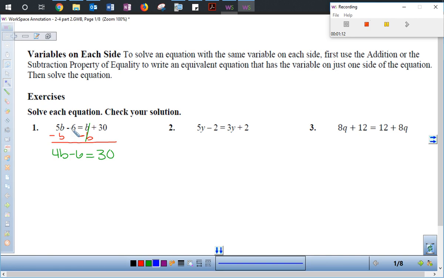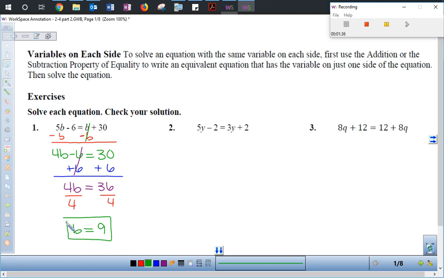Now we need to move the constants over to the other side, so we're going to add 6 to each side. And when I do that, the 6's will cancel out, and we'll be left with 4b equals 36. And then to get the b by itself, I want to divide each side by 4, and b equals 9.